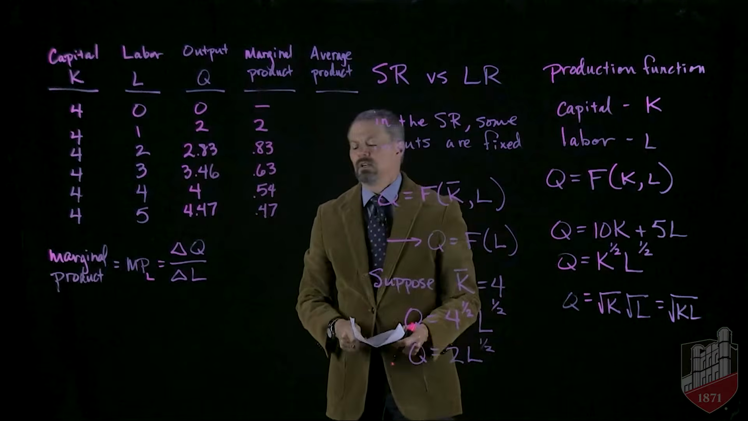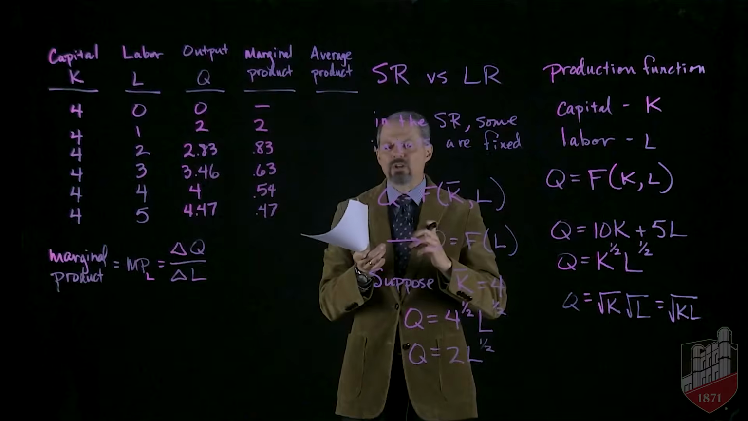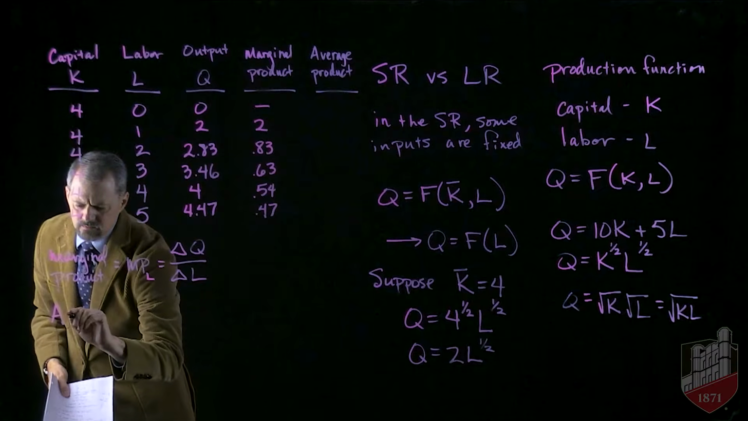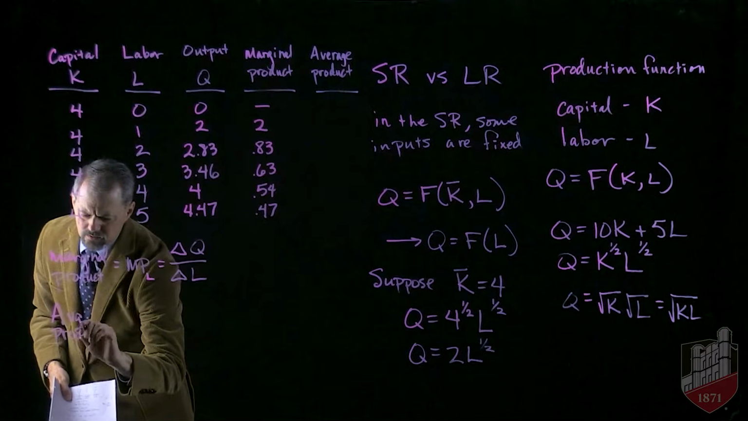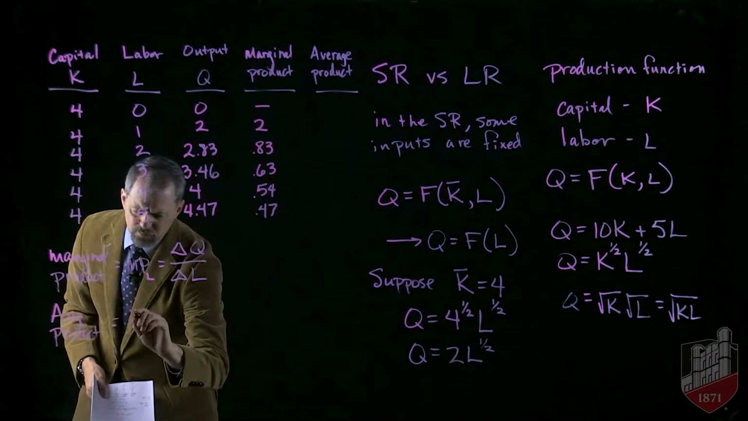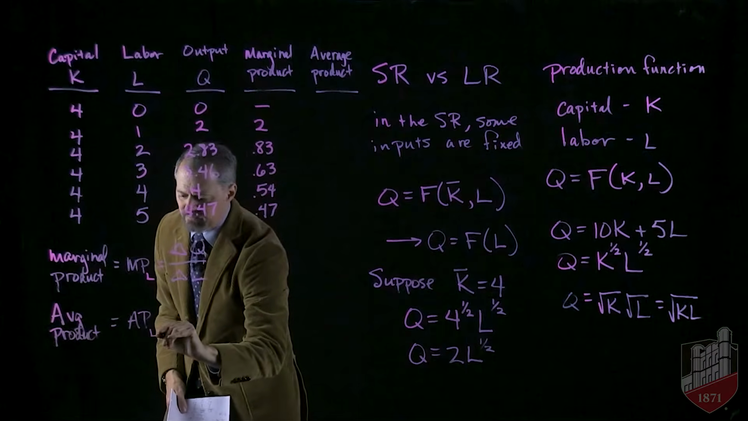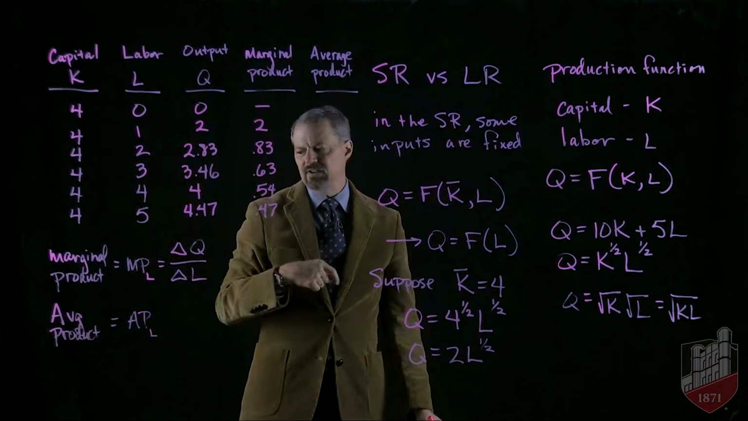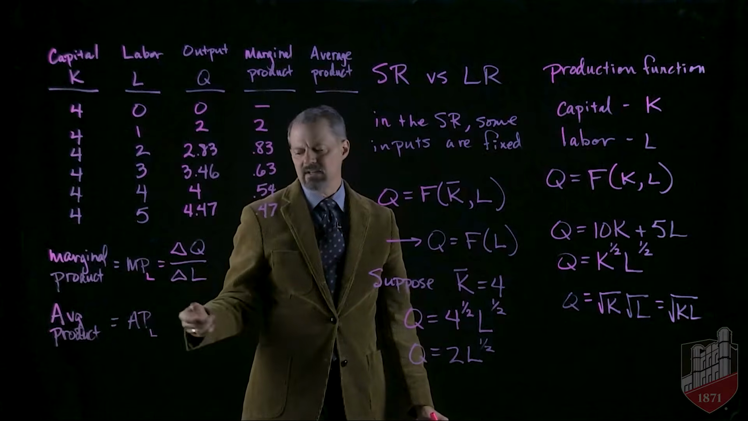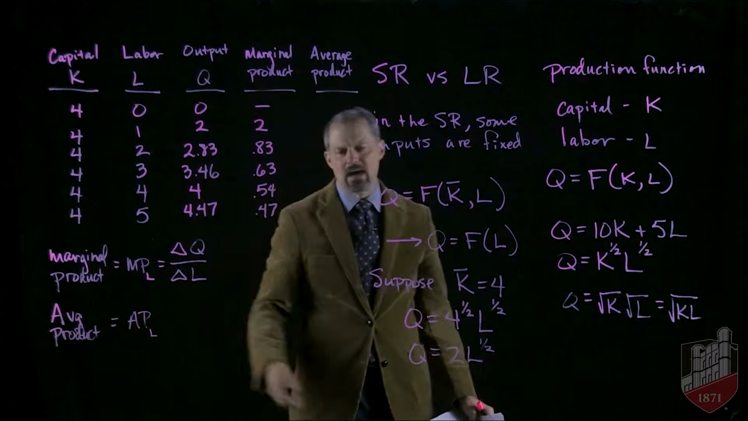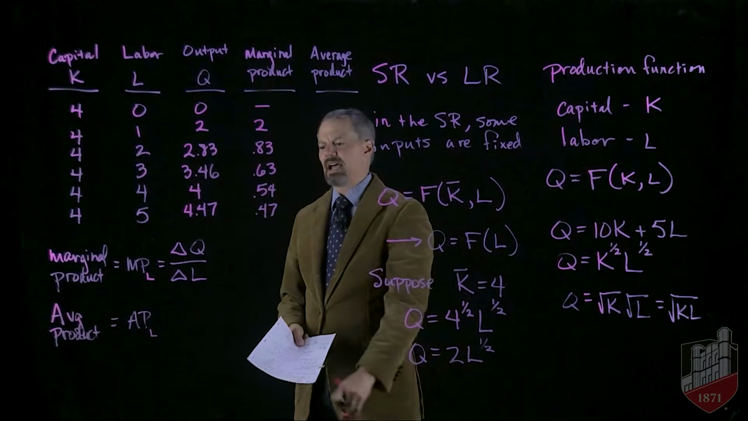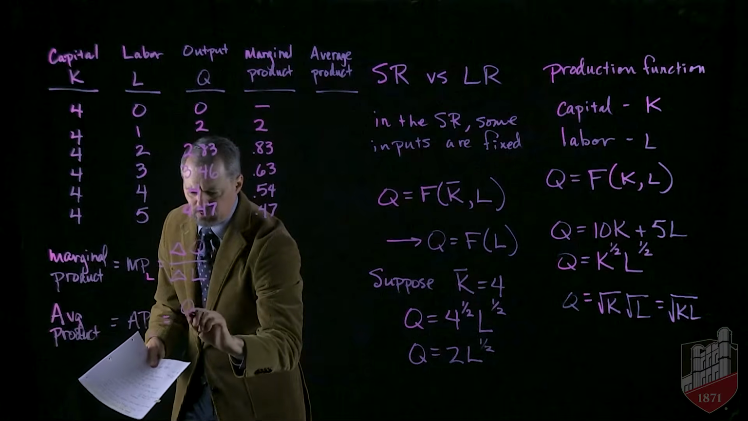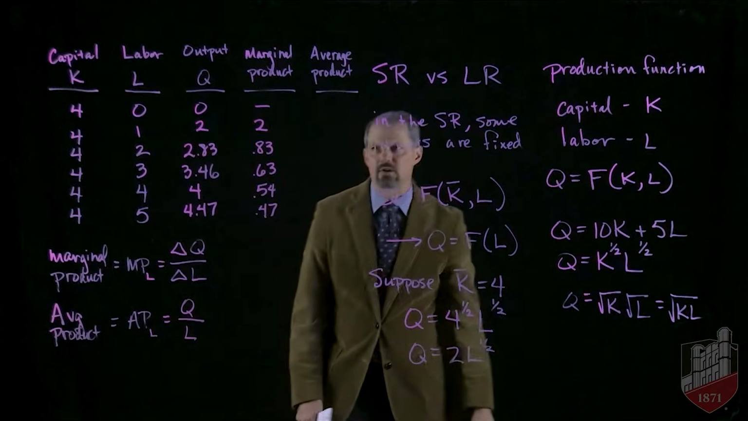Average product just tells us what's the output per worker. So average product, which we're going to abbreviate AP, and I'm going to put average product of labor. If we had a situation where capital was also changing, we could think about the marginal product of capital and the average product of capital. But for right now, we're thinking about average product of labor because we've got labor changing. It's just the amount of output that you produce divided by the number of workers that you're using.